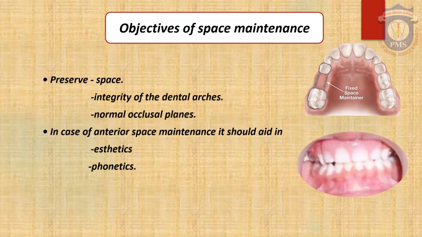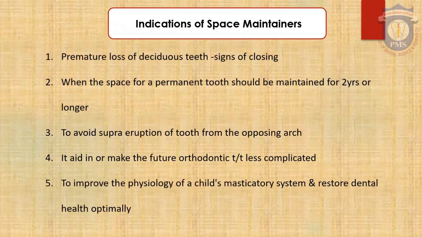Coming to the various objectives of space maintenance. First one, preserving the space. Then we have to preserve the integrity of the dental arch. We should preserve the normal occlusal plane. In case of an anterior space maintainer, it should aid in normal aesthetics and it also aids in phonetics.